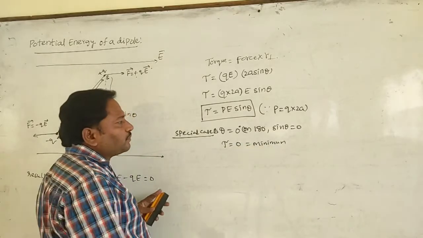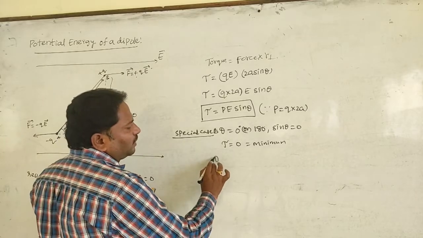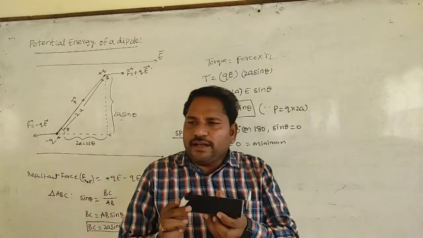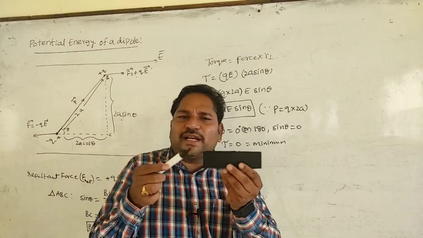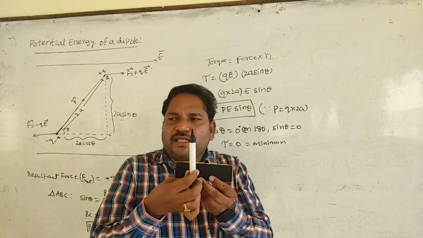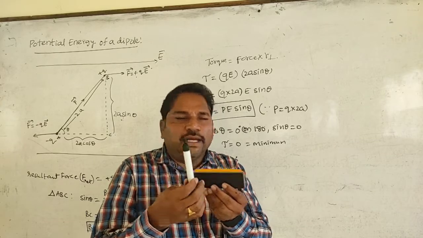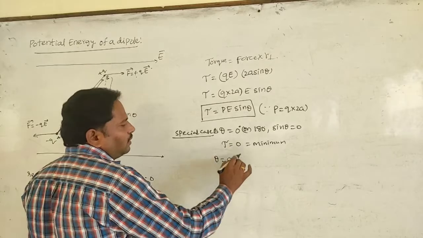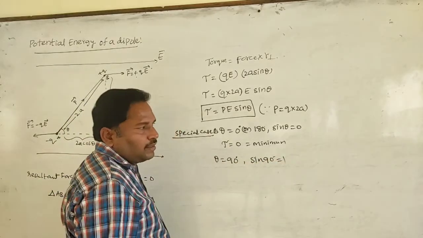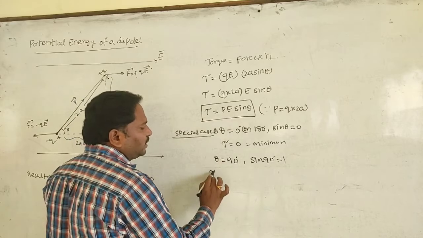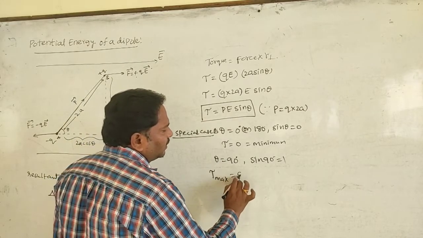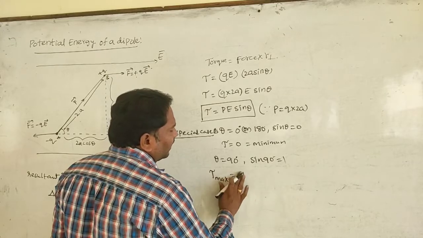Now when theta is equal to 90 degrees, this is the electric field, and the dipole is rotated in this direction. Theta equals 90, so sin 90 equals 1. Now torque tau is at its maximum, and this is PE.